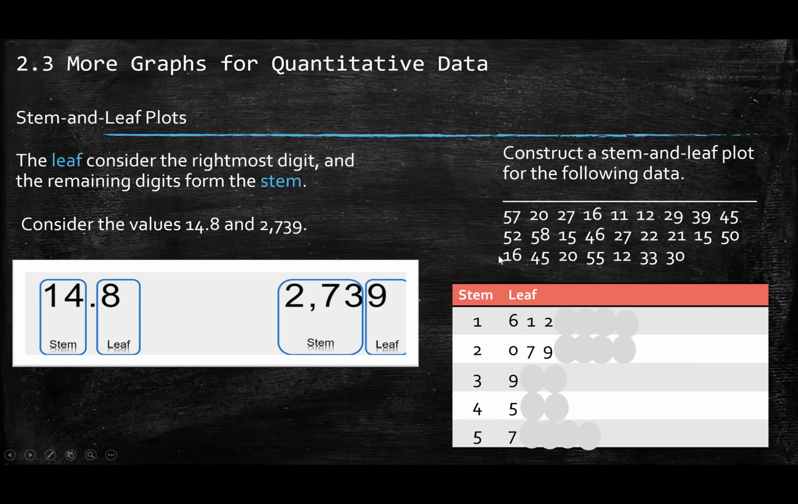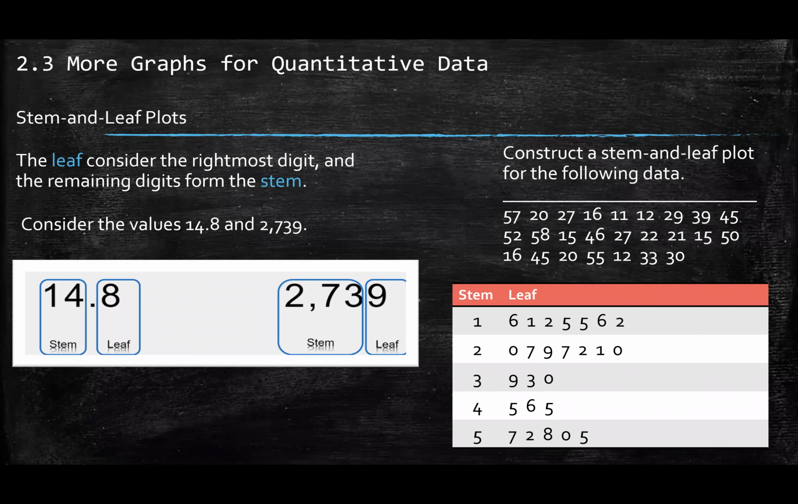And again, we go to the next row, which is 52. We go to 5, write a 2, 58, 15, 46, 27, 22, 21, 15 again, and 50. Everybody see that I'm done with my second row. And again, we go to the third row, which is 16, 45, 20, 55, 12, 33, and 30. And I'm done. This is all we have.